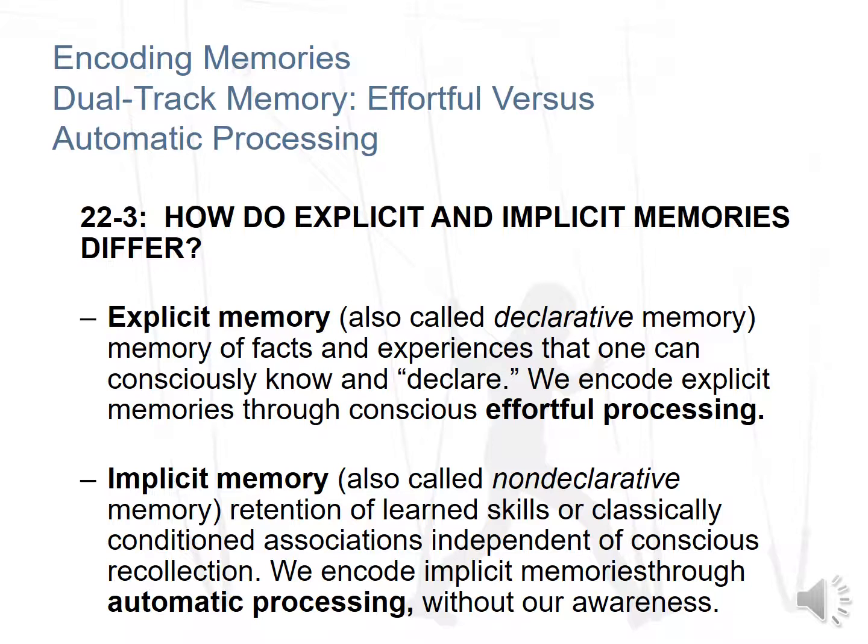We typically talk about 2 different types of memory in terms of the actual information, explicit and implicit memories. Explicit memory, also called declarative memory, is memory of facts and experiences that one can consciously know and declare. We encode explicit memories through conscious, effortful processing. Implicit memory, which is also called non-declarative memory, is the retention of learned skills or classically conditioned associations independent of conscious recollection. We encode the implicit memories through automatic processing without our awareness.